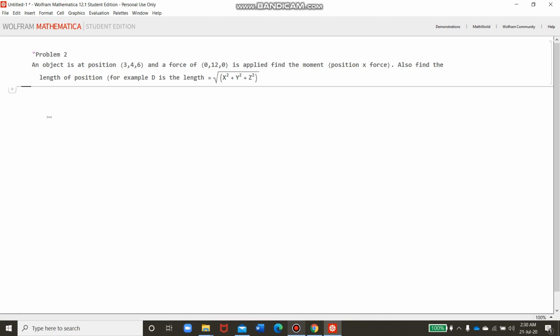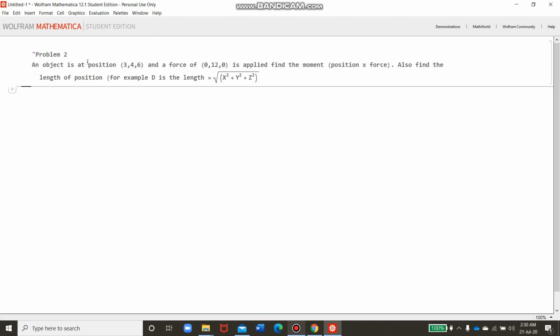So I'm just saying there's a position vector of 3, 4, 6, and a force of 0, 12, 0, and it's applied. Find the moment acting on that particular point. I want you all to pause the video and try to solve it, and also find the length of the position.